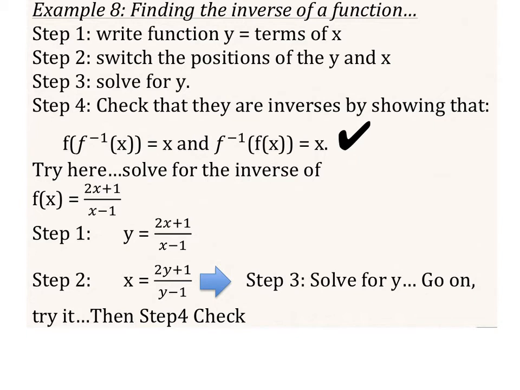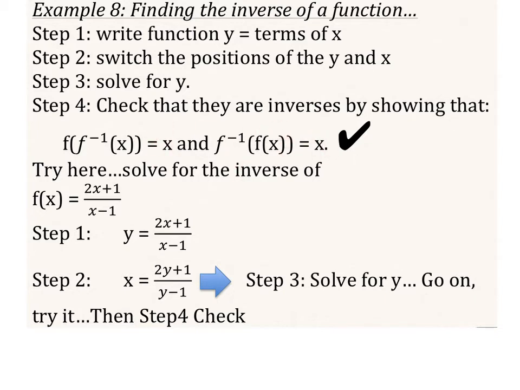Alright, so our last goal was to find the inverse of a function given an equation. Okay, so our first step is always to write y equals the terms of x. So you want everything set equal to y and involving x on one side. Alright, and then we want to switch positions of the y and the x. Wherever you see an x, that becomes a y. Wherever you see the y, that becomes an x. Alright, then we solve for y. And then we want to check that they're inverses by showing the composites equal x.